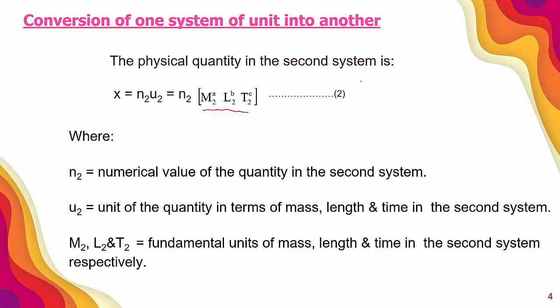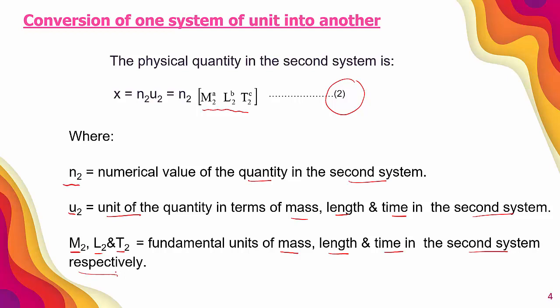T2 raised to C. Let us take it as equation number 2. This is for the second system, where N2 is the numerical value of the quantity in the second system. U2 is the unit of the quantity in terms of mass, length and time in the second system. And at last M2, L2 and T2 are the fundamental units of mass, length and time in the second system respectively. So first, in general, we wrote the equation x equal to Nu.